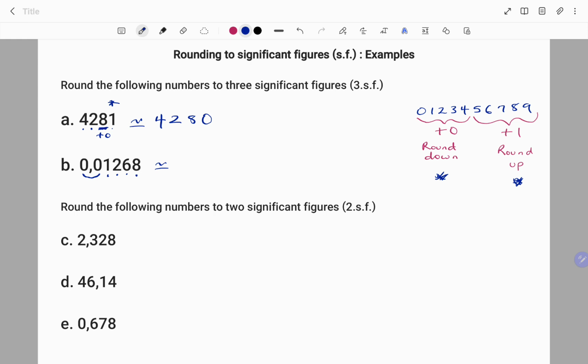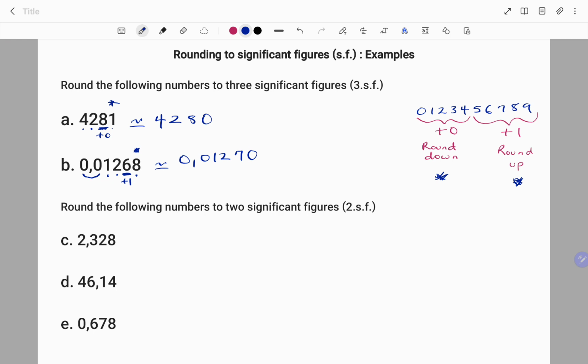Because I'm rounding to 3SF, I'm going to underline my 6, which is my third significant figure. My decider is the number immediately after. In this case, that's 8. 8 falls in the round-up group, so I'm going to be adding 1 to my 6. So 0.01268 rounded to three significant figures will give me 0.0126 plus 1, that's 7. Every other number becomes 0.